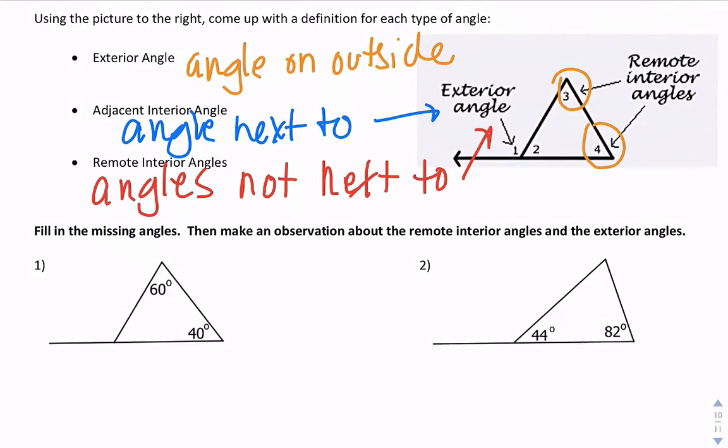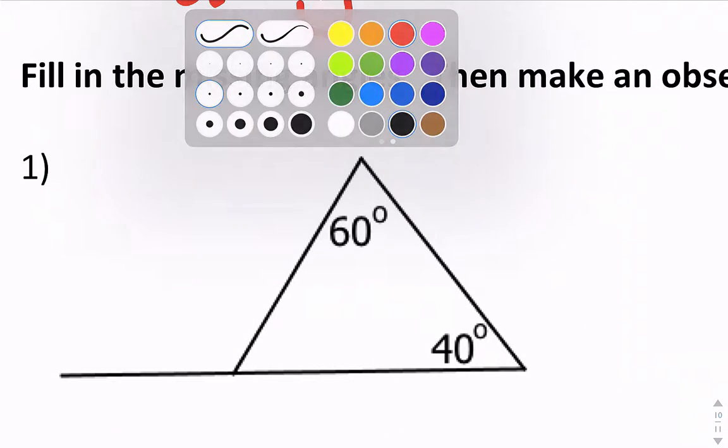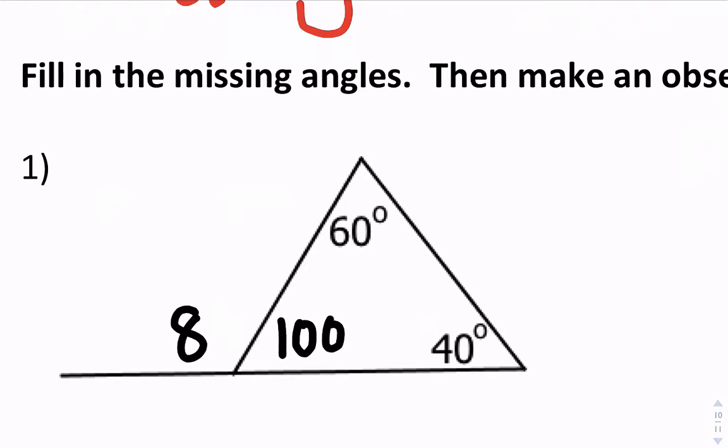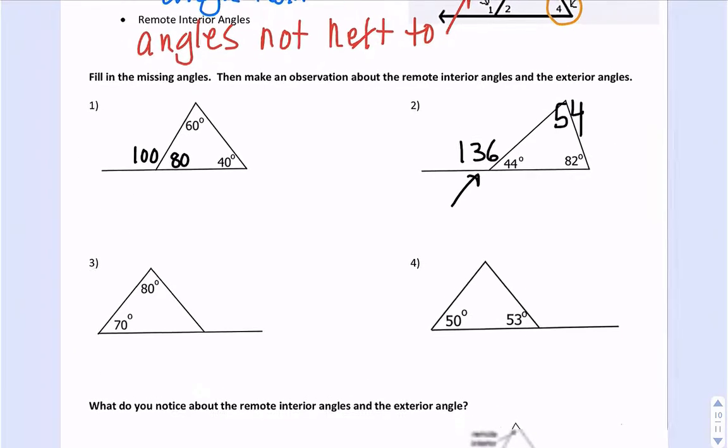All right, so it says find the missing angles and then make an observation about the remote interior angles and the exterior angles. Well, from the triangle sum, you should know that this is 100. And then from straight lines, we know that this is, actually, this is not 100, I'm sorry. This should be 80, because now it adds to 180, which would make the outside 100. All right, let's do the next one. So if I take 180 and subtract 44 and 82, we'll get 54. And then right here, we know there's 180 degrees in a straight line, so 180 minus 44, that's 136. All right, let's keep going and then we'll look for a pattern.